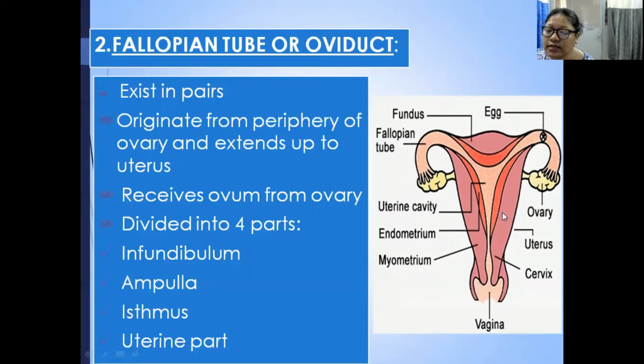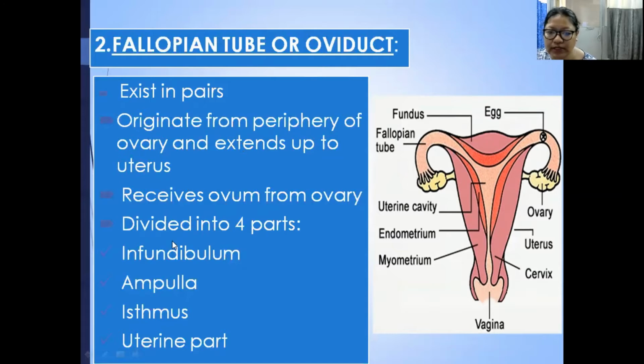Now, why is it necessary that the fallopian tube has to connect the ovary and the uterus? Because its purpose is to receive the ovum from the ovary. The ovary is the one which will release the ovum, that is the egg. So it will allow the egg to pass through the fallopian tube and reach the uterus. That is why it is important for the fallopian tube to extend up to the uterus, so that it can receive the ovum from the ovary.